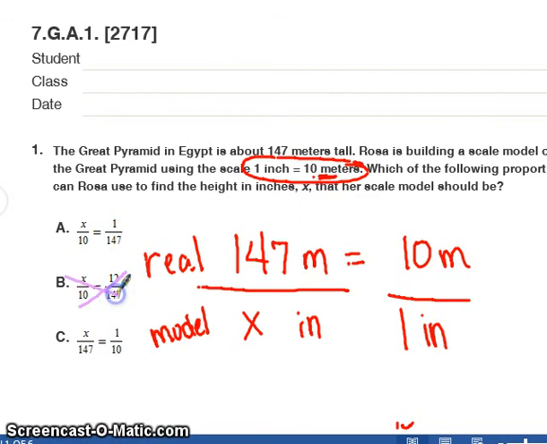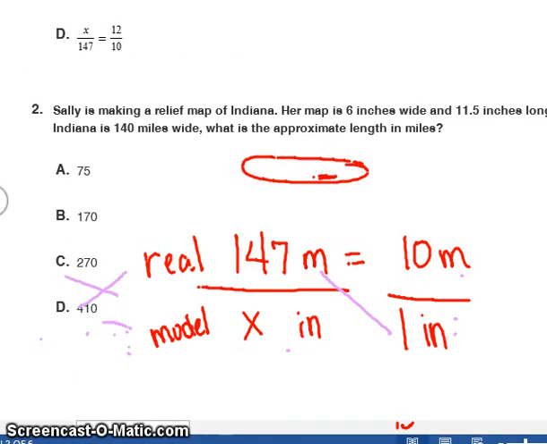12's got nothing to do with it. I'm looking for 1 and 10 together, and across from 1 I should have an x. So 1 and 10 together, and x is across from 1. That looks good to me. You should still multiply 147 times 1, which I do, and then divide by 10. C's looking good to me. I'm going to go check out D just to make sure. Yeah, it's got 12 again. That makes no sense. So I would say C is the correct answer choice for that one.